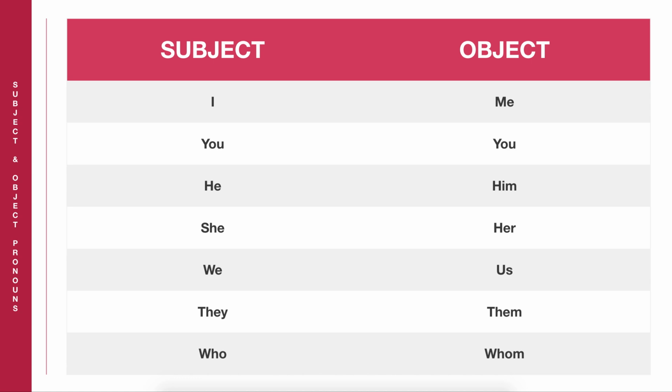So I would turn into me. You will stay the same. It will still be you. He would turn into him. She would turn into her. We would turn into us. They would turn into them. And who would turn into whom? Let me show you a few examples of those.